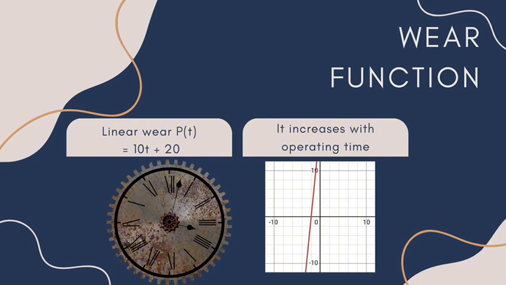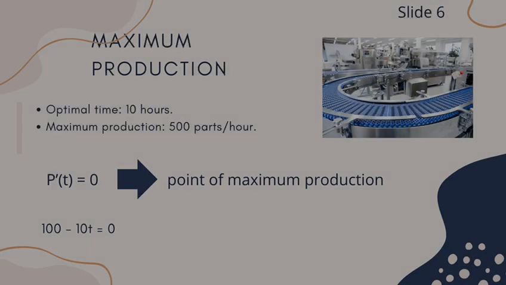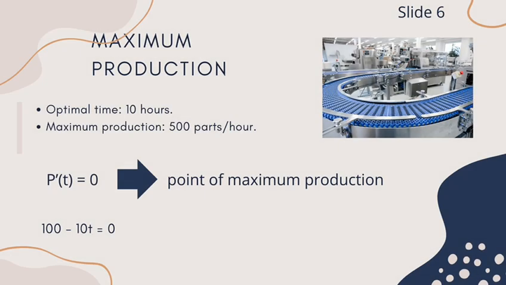The derivative of this function, P'(t) = 100 - 10t, gives us the rate of change in production. It tells us how many additional parts are produced for each hour of operation. To maximize production, we look for the point where the rate of change of production is zero. In other words, when P'(t) = 0, because that indicates the point of maximum production.